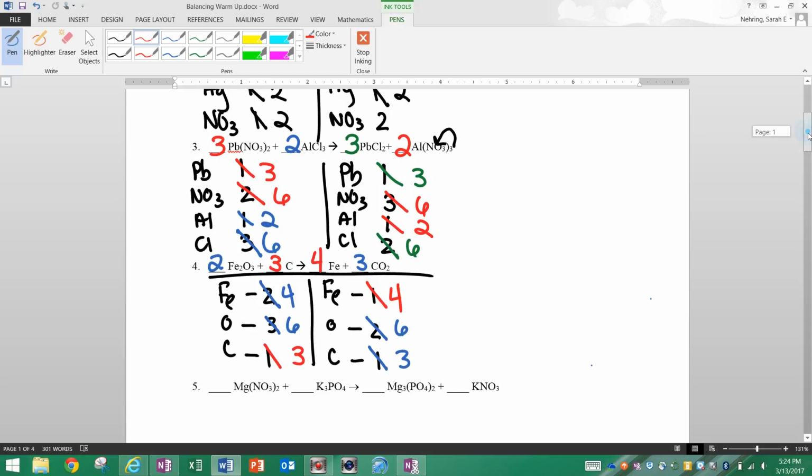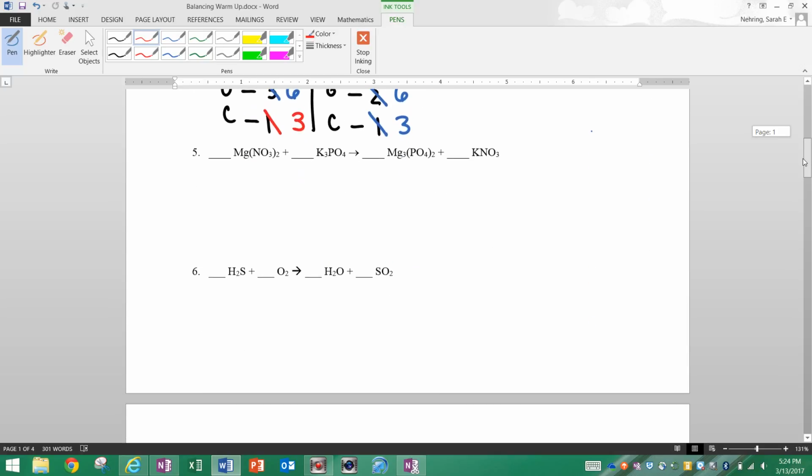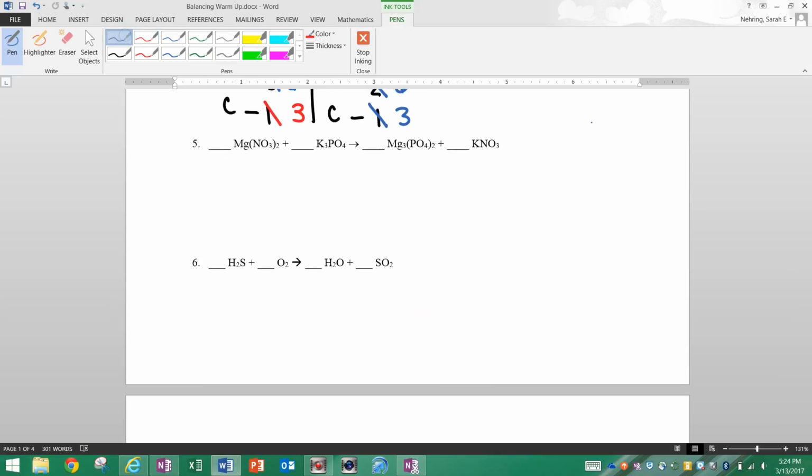Okay, let's take a look at problem number 5. Again, we've got a bunch of polyatomic ions. We've got magnesium, we've got nitrate, and PO4. Nitrate and PO4 are my polyatomic ions. That's going to make this problem a lot easier if I can just treat them as one unit and not have to count up all those oxygens. So I've got 1 magnesium on the left, 3 on the right to begin with. I've got 2 nitrates and 1 nitrate, 3 potassiums, 1 potassium, 1 phosphate, 2 phosphates.